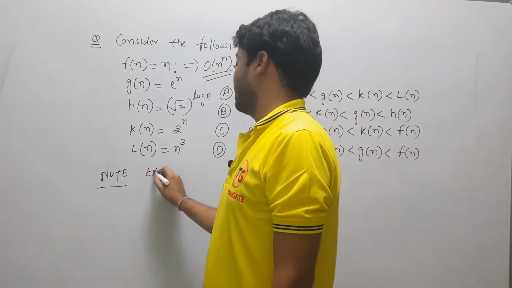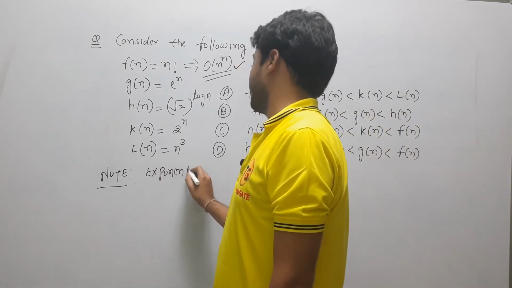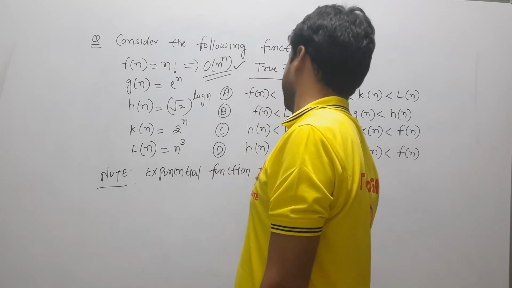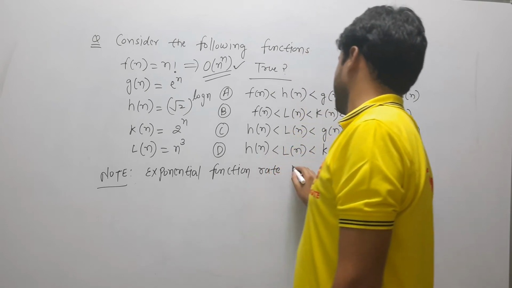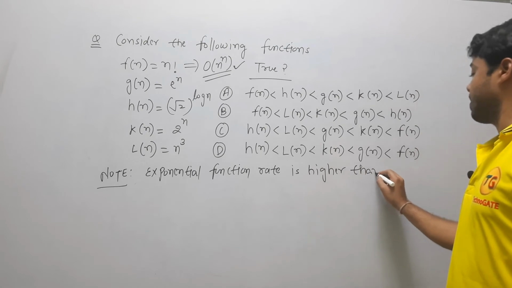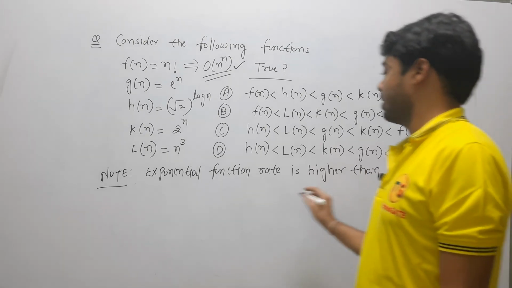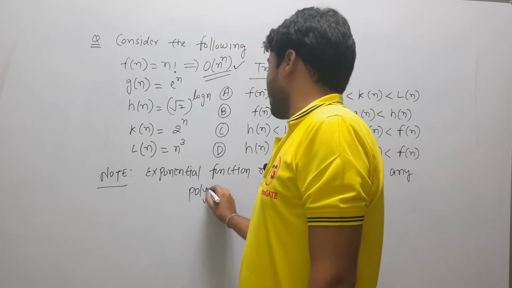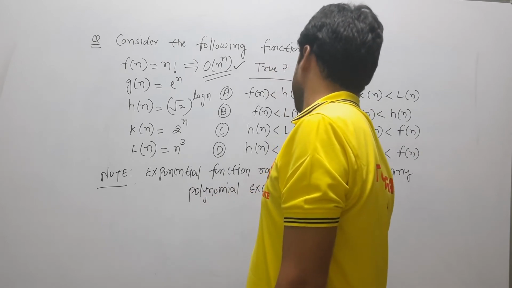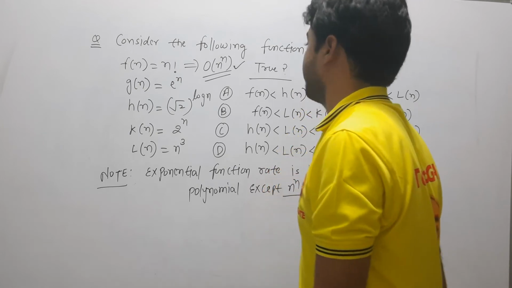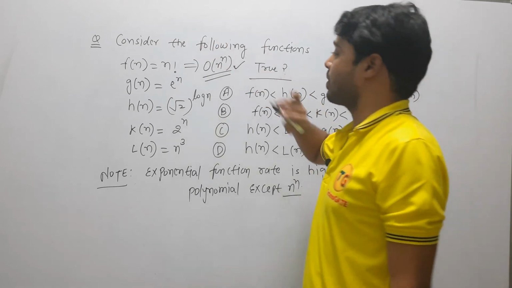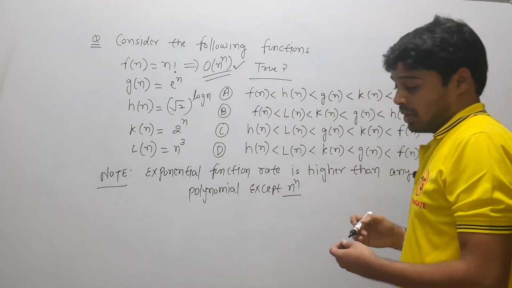Exponential function growth rate is higher than any polynomial except n raised to power n. So n raised to power n always has a higher growth rate. This is a very big function here. So f(n) is here, so let's check.